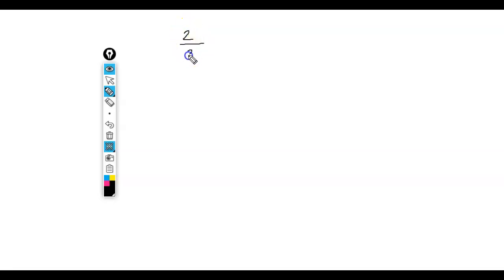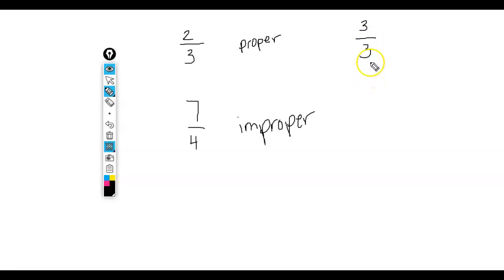If I have something like 2/3, this is what we call a proper fraction. Right? The numerator is smaller than the denominator, and that gives us a proper fraction. Sometimes we can have something like 7/4, and this is what we refer to as an improper fraction, right? So we had proper and improper. And then you have something like 3/3, still a fraction. It's not a very exciting fraction.